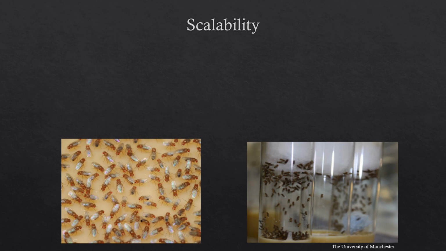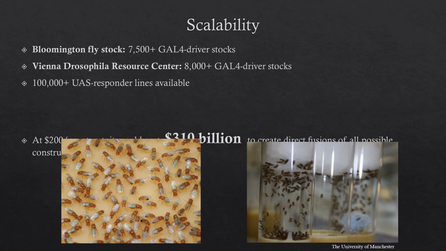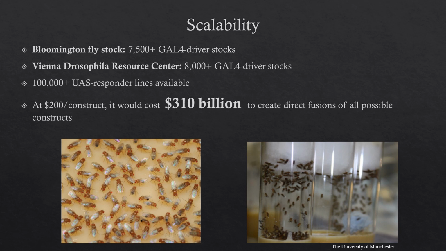Many researchers choose to share their unique GAL4 lines via fly libraries like the Bloomington Fly Stock and the Vienna Drosophila Resource Center. These two libraries alone contain over 15,000 GAL4 stocks of Drosophila, and there are also over 100,000 UAS responder lines available. At $200 per construct, the cost of creating direct fusions for every possible combination without GAL4 UAS would be around $310 billion. With GAL4 UAS, it is basically free to create these combinations.